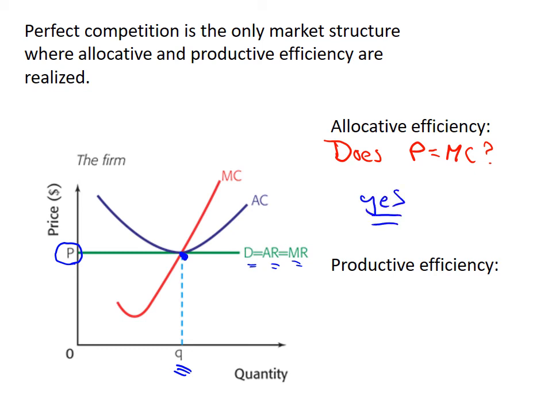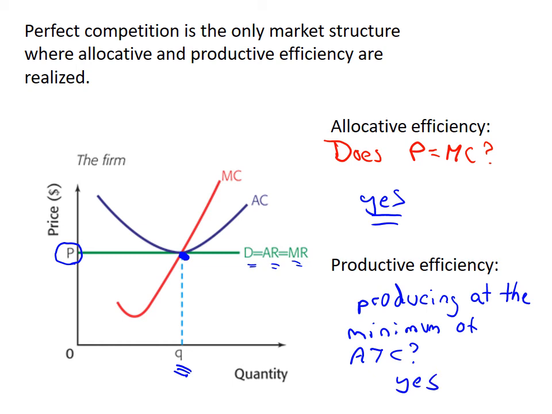Is it productive efficiency? Again, at this quantity, are you at the minimum of average total cost? And the answer is yes. So you do have allocative and productive efficiency, so you don't have market failure.